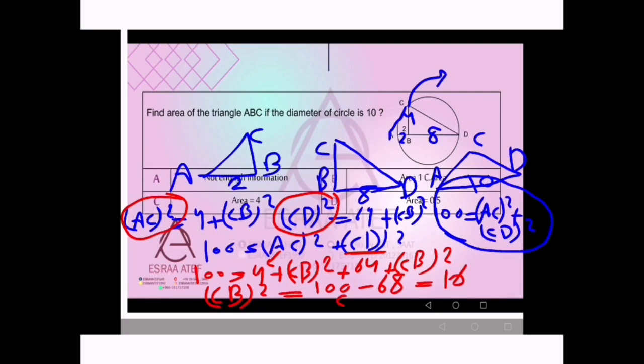To get CB only, we will take the square root of 16, which is 4. Sorry, here we have 2CB squared, which is 100 minus 68, and 2CB squared equals 32. So CB squared equals 16, so CB is the square root of it, which is 4.